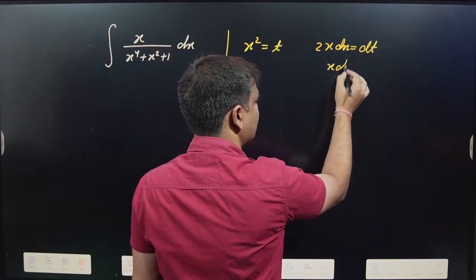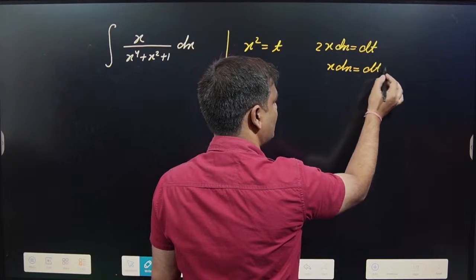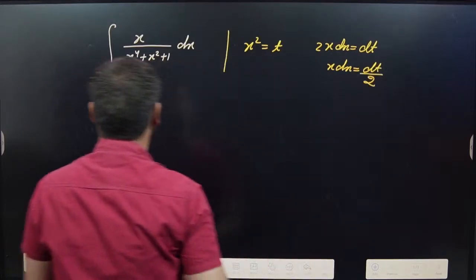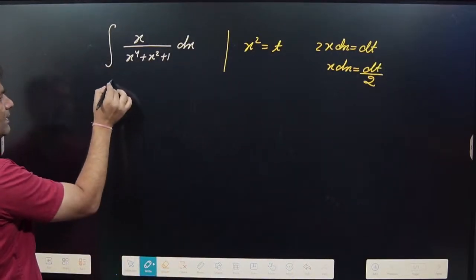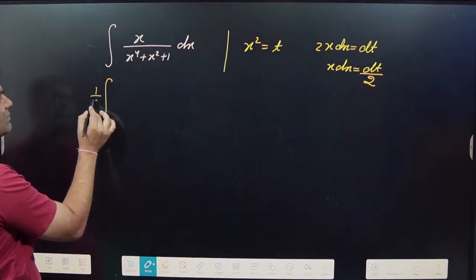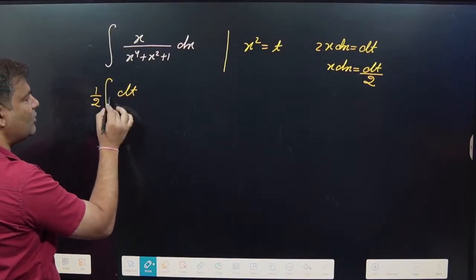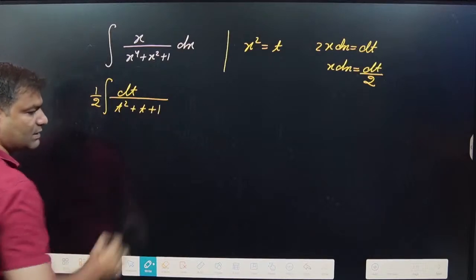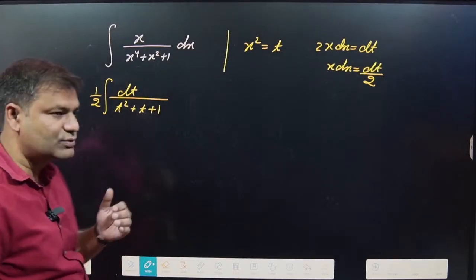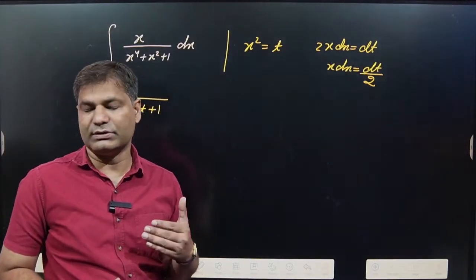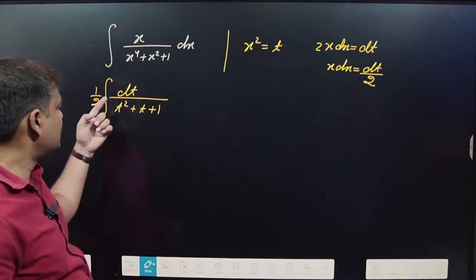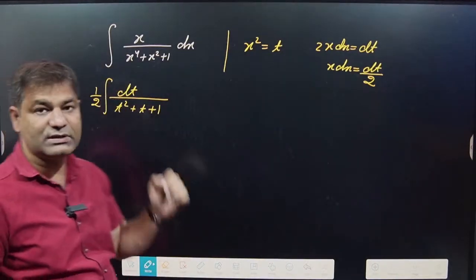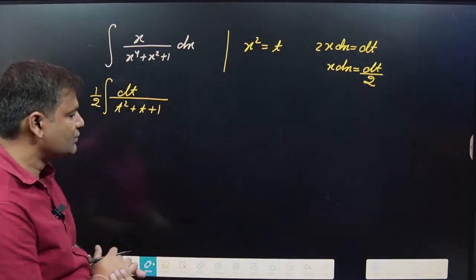So x into dx is dt by how much? 2. Now put it here: this is written as 1 by 2 dt divided by t square plus t plus 1. That is, 1 by 2 integration of dt divided by t square plus t plus 1. Okay, so how can we do it?